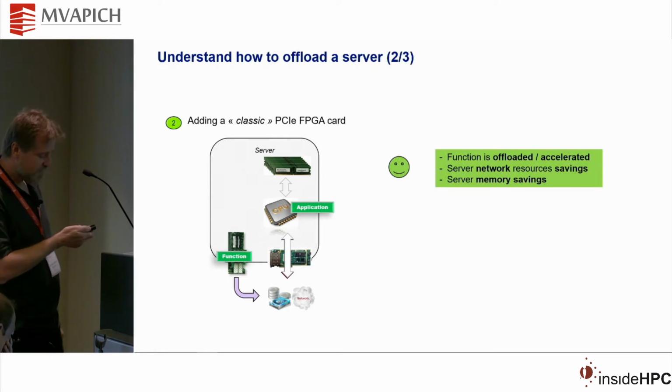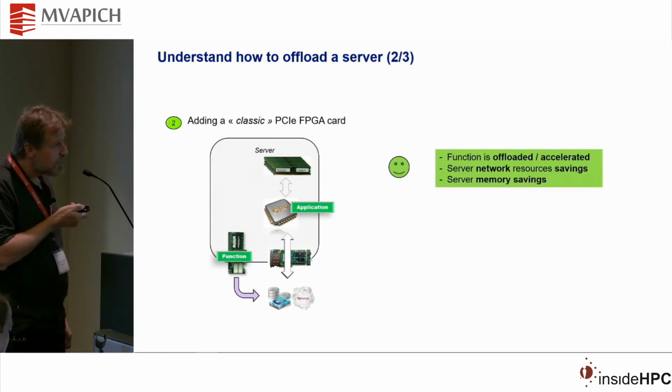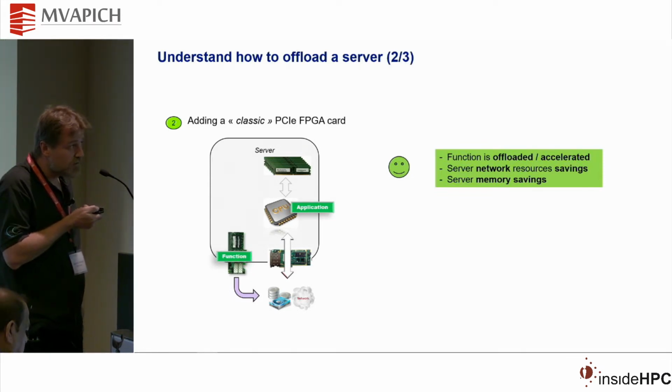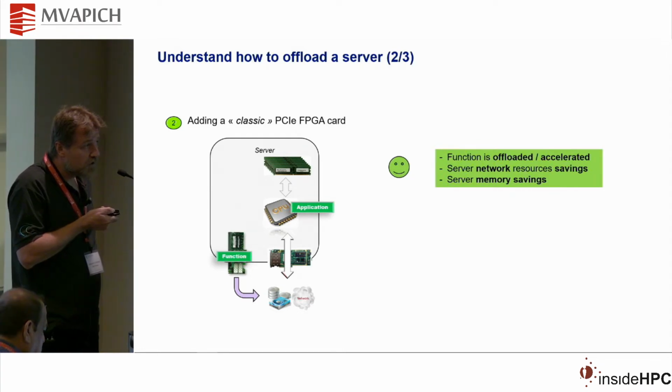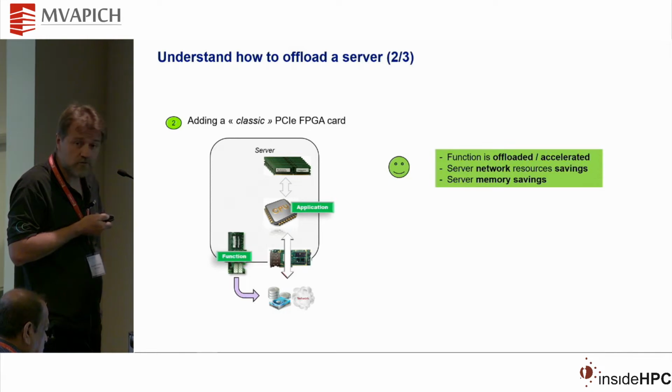Okay? So now the function is offloaded. Very good. The CPU is quiet. The server can be accessed by the FPGA, so then you free the network resource of your local server card, which will not be used for this application.